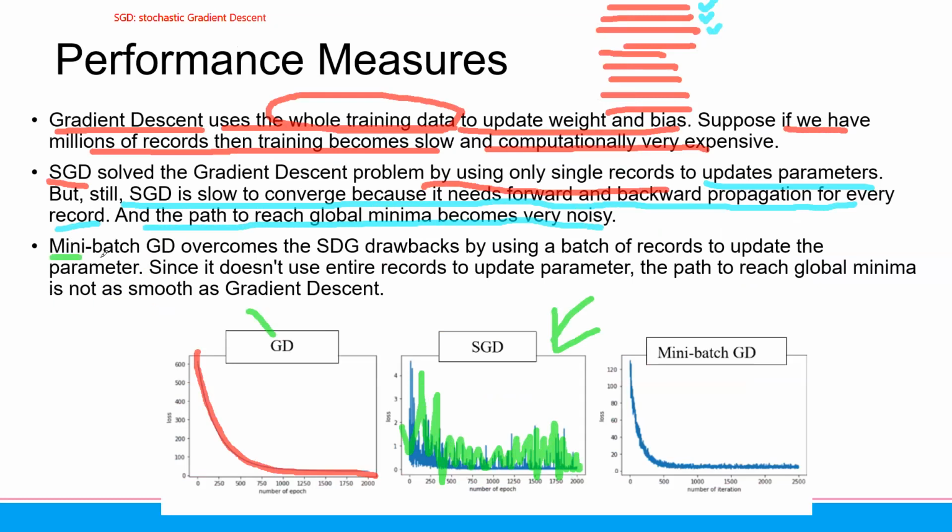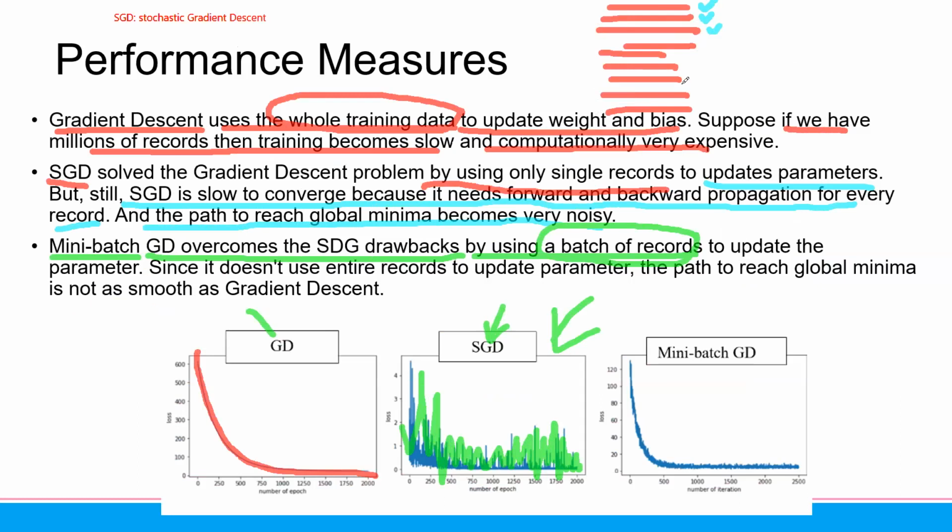Using mini-batch, this is another variant. The mini-batch GD overcomes the SGD. The SGD is this one. By using a batch of records. Okay, what does it mean? A batch of records. It is a collection of the records.